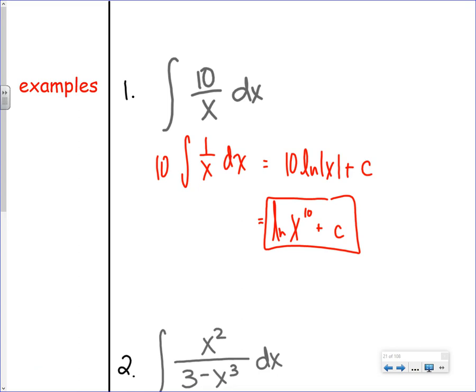But are they the same thing? Yes. Are they both right? Yes. That was just a basic rule. Number 2.